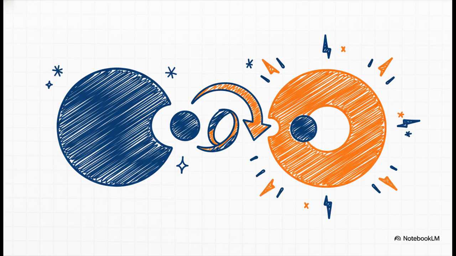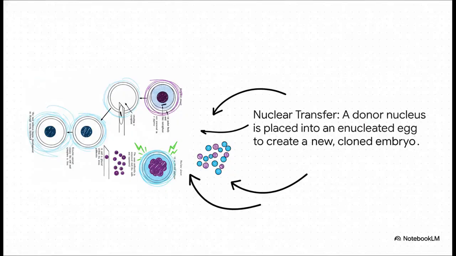That brings us to the much, much more complex alternative for making copies: cloning, through a process called nuclear transfer. Now, I know this diagram looks a little intimidating, but the core idea is actually super elegant. You take an egg cell and you remove its genetic material, its nucleus. Then you take a cell from the animal you want to clone and you fuse it with that empty egg.